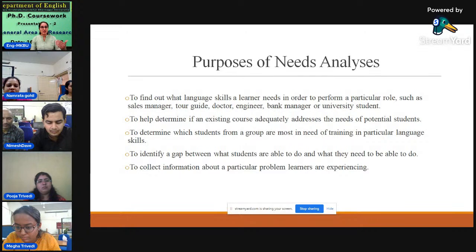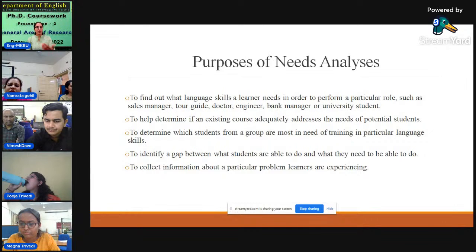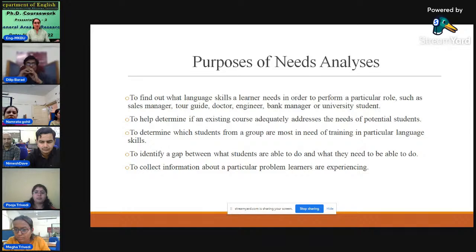It also helps to identify the gap between what students are able to do and what they need to be able to do. What they are able to do refers to the abilities of learners, and what they need to do refers to performing or playing a specific role. So it is their needs regarding the future. It also helps to collect information or data about particular problems that learners are experiencing. So these are some of the purposes that we can use need analysis for.